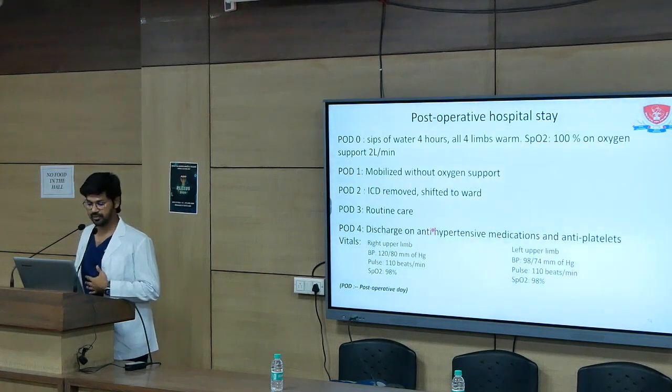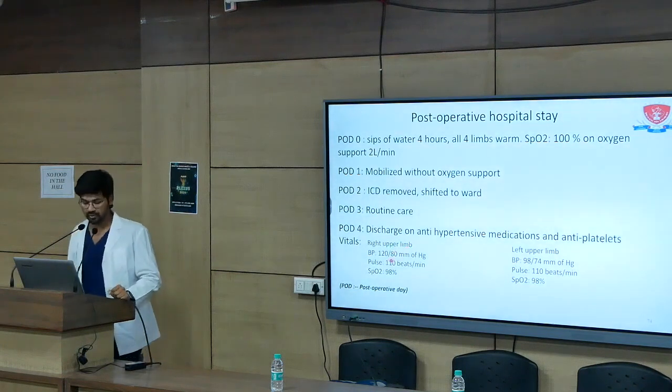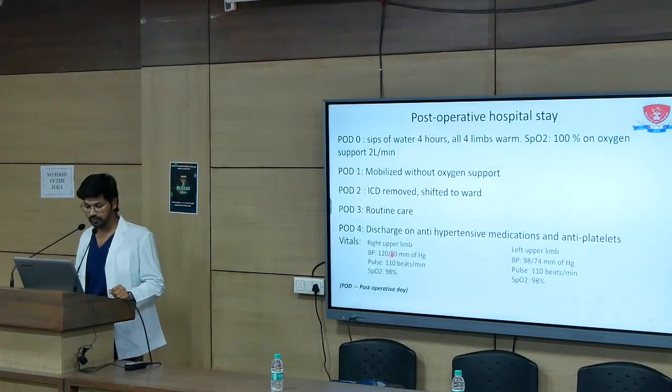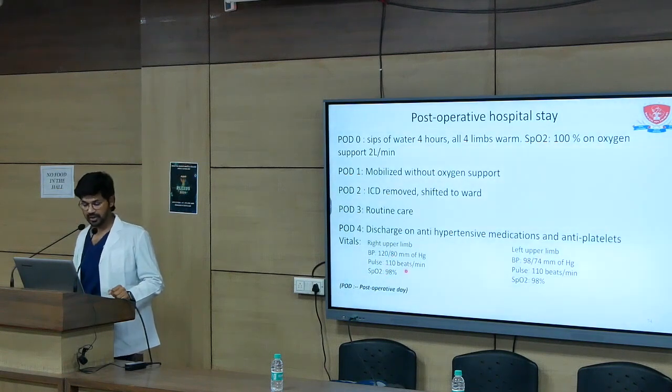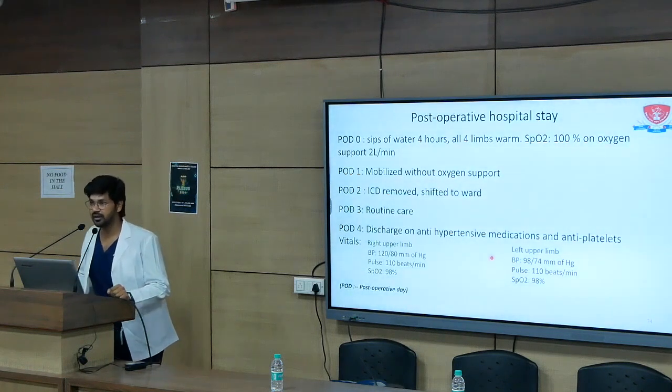The vitals of the right upper limb: the blood pressure is 120 by 80 mm of mercury, the pulse was 110 beats per minute and saturation was 98%. Of the left upper limb, the blood pressure measures 98 by 74 mm of Hg, the pulse was 110 beats per minute and the saturation was 98%.